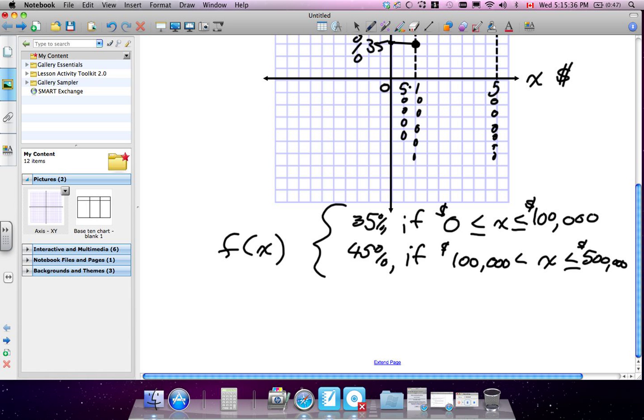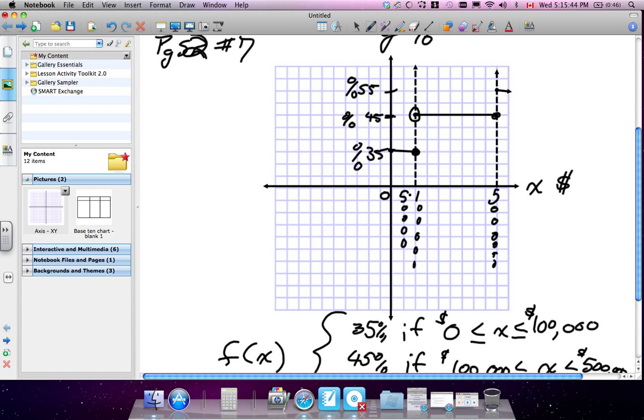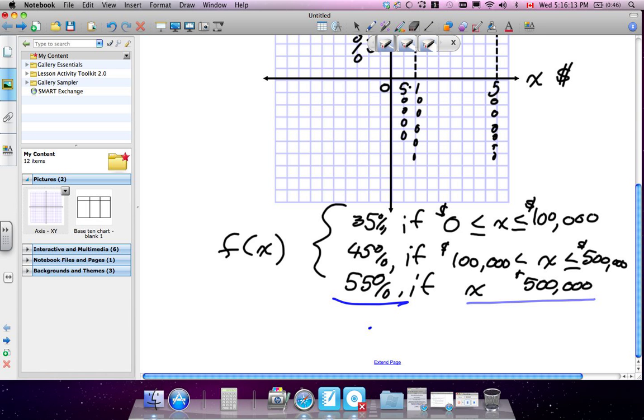Then the last part of the function. So at 55%, yeah. If x is less than 500,000, is that it? Does that look right to you? If x is less than 500,000, I get taxed 55%. Oh, x is greater than. There we go. As long as x is greater than, and not equal to, because equal to was the one before. As long as it's greater than 500,000, it's a 55%. And it goes on like that forever.